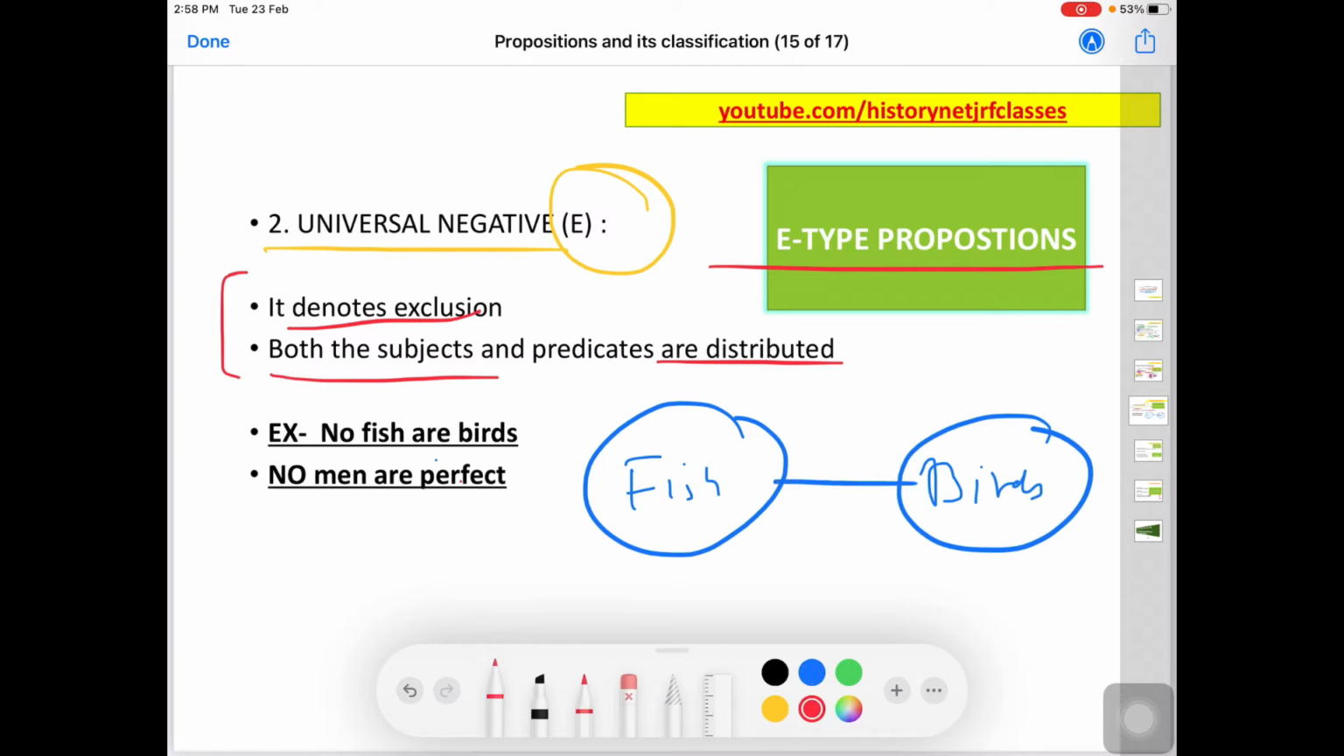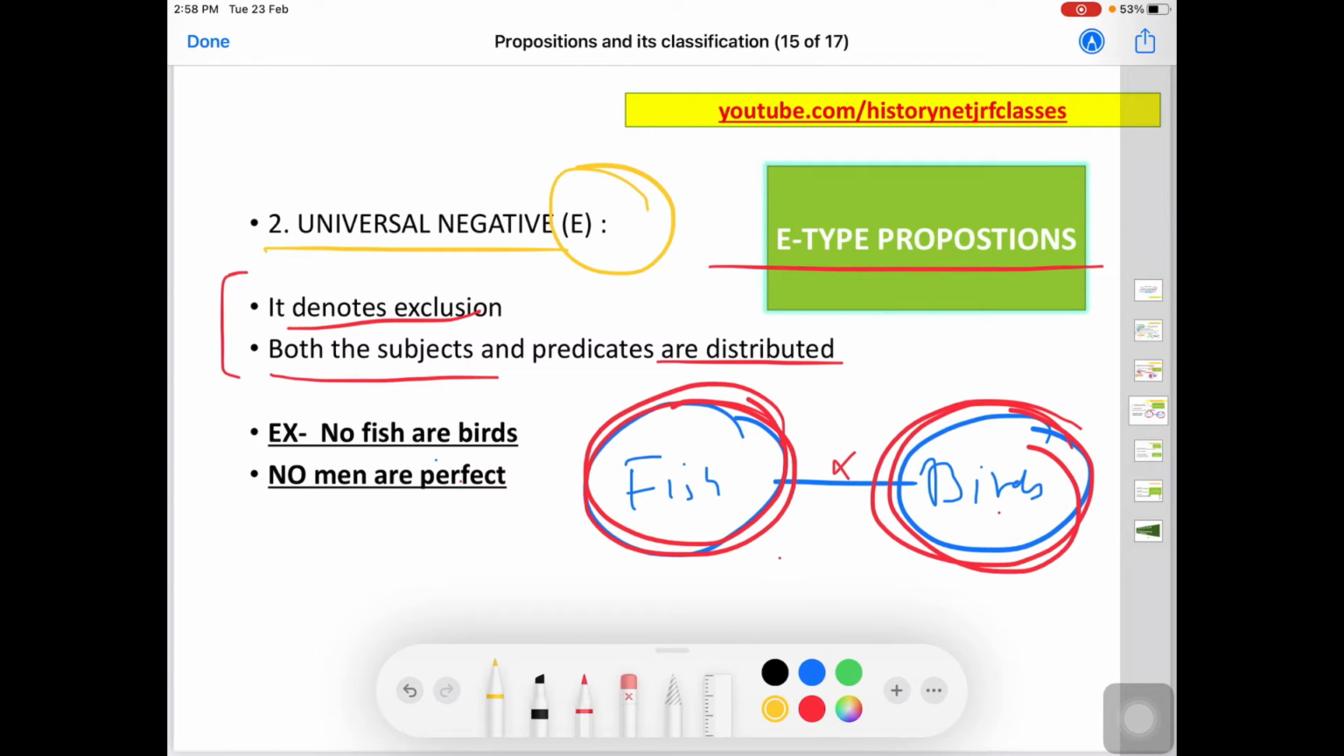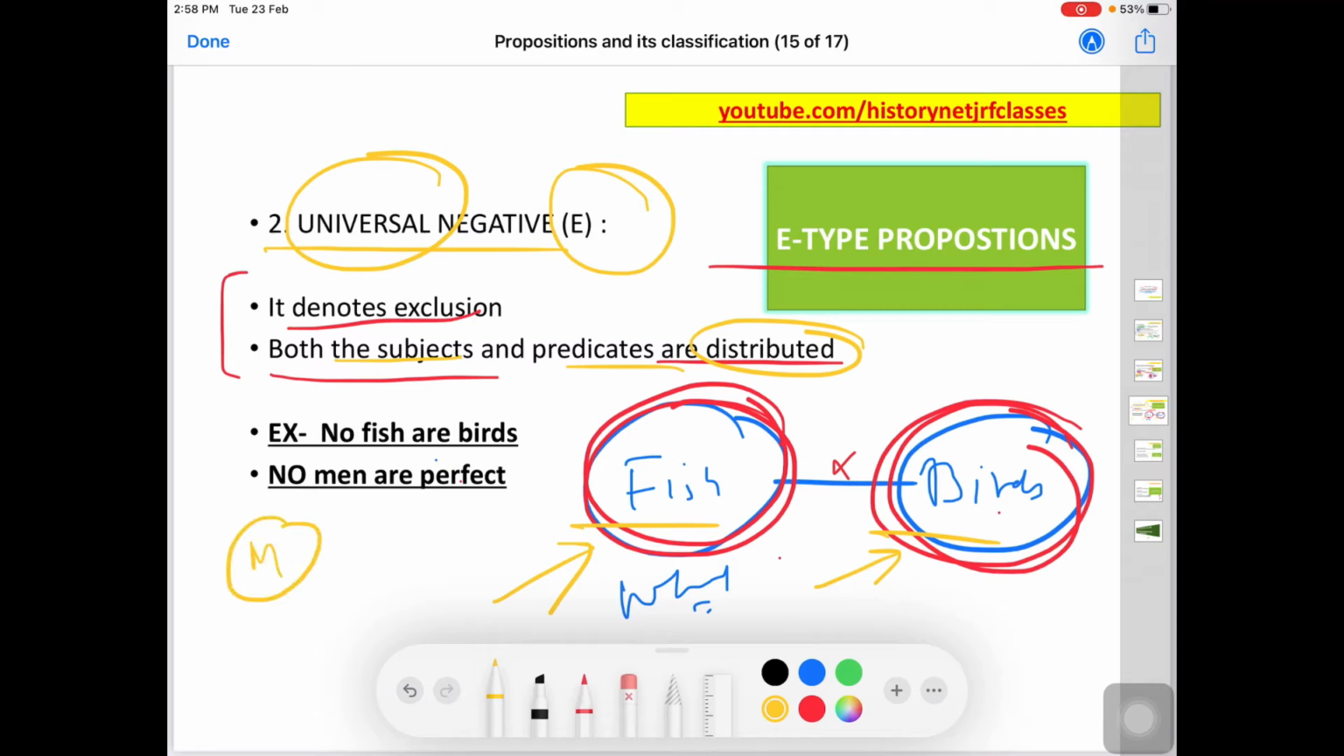No fish are birds, that means no birds are fish, both are true, and these two groups are exclusive in nature, representing exclusion. They represent the whole class of fish and the whole class of birds, because the sentence is universal. It is talking about all fish and all birds, so both get distributed. That is why in this both the subject and the predicate are distributed, because we talk about the whole at the universal level.